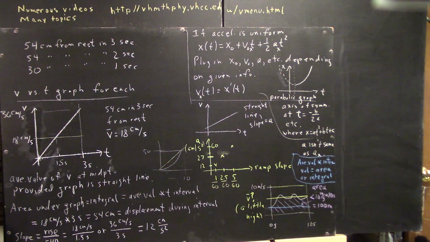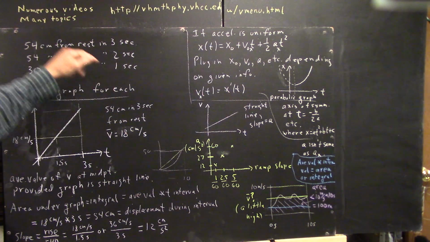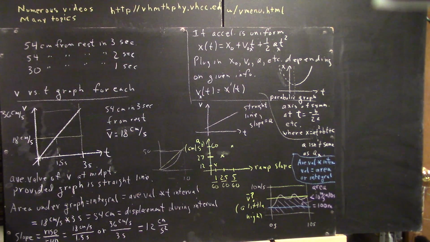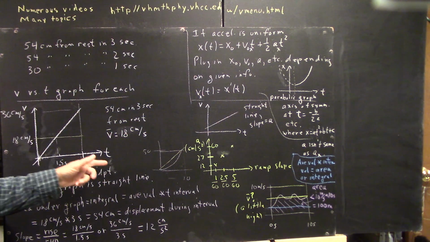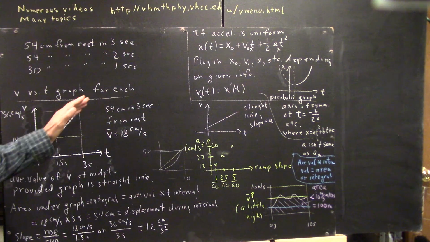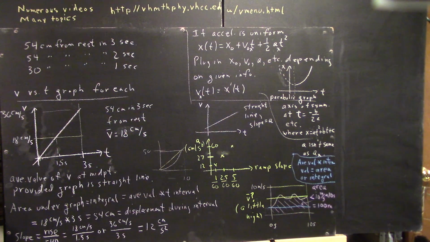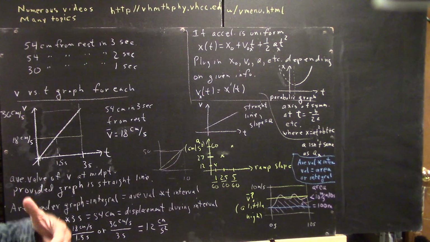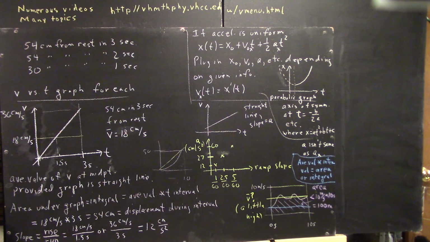So what I'm saying is that I asked you to do a V versus T graph for each of these situations, and then I kind of drug the rest of this out of you. Now, the V versus T graph is going to be a straight line. Why? Well, you should know why, but nobody really seemed to be able to explain it to me, that the V versus T graph should be a straight line.